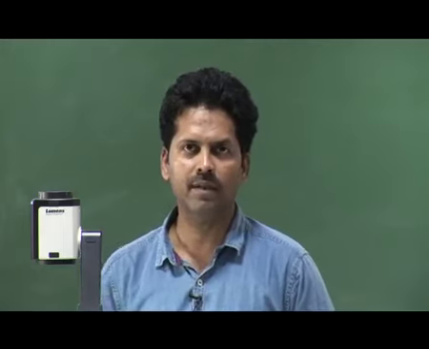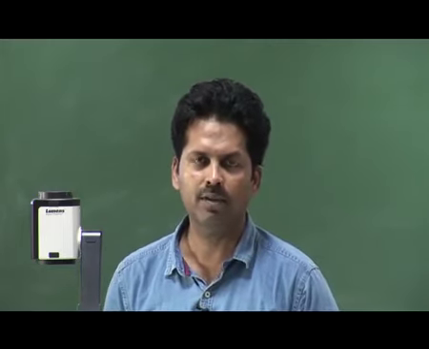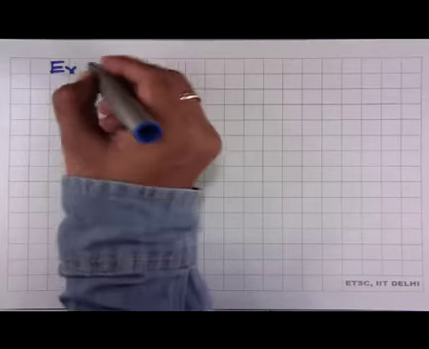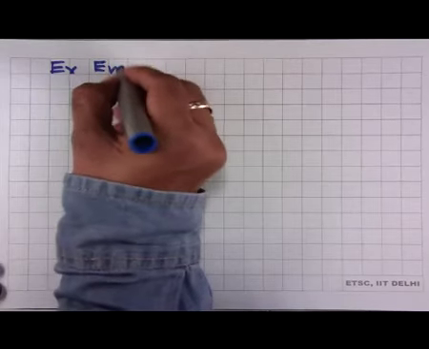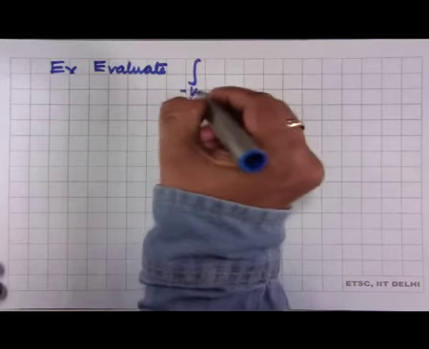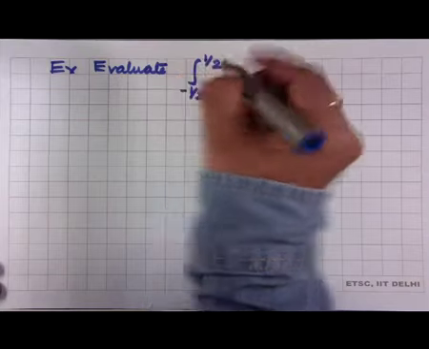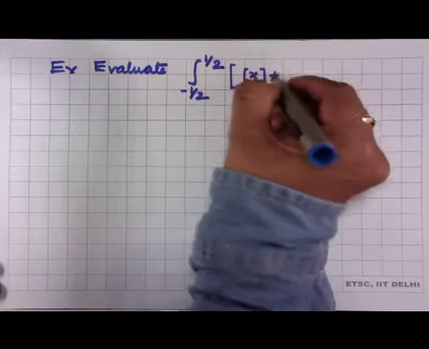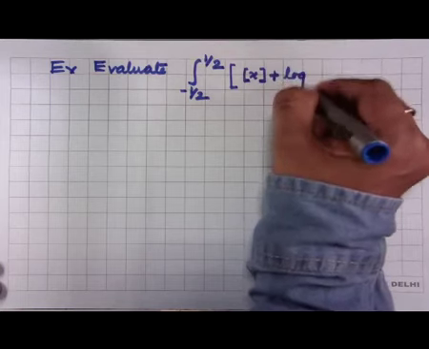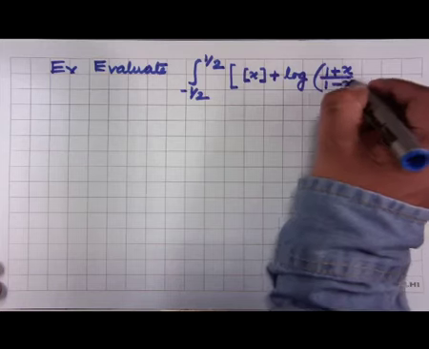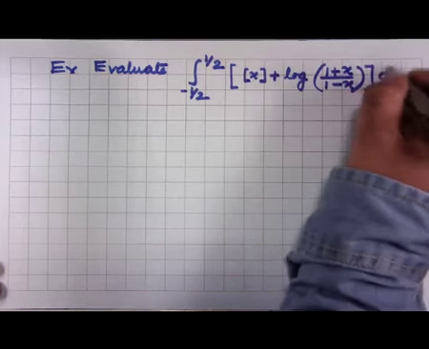In the sequence, let us consider one example on definite integrals: evaluate the integral from minus half to half of log((1 plus x) upon (1 minus x)) dx.